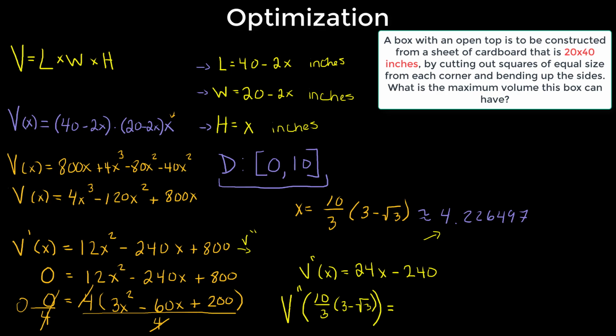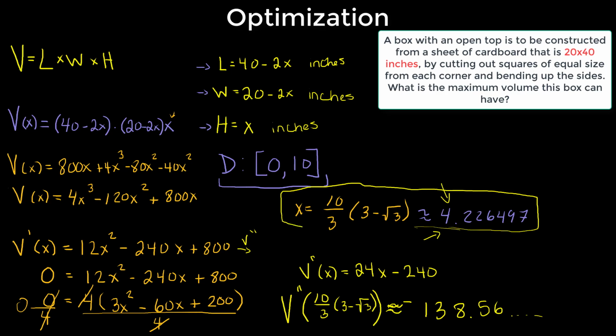And so upon computing the second derivative evaluated at that critical point, I received negative 138.56 as the approximation. So it's approximately equal to this. And so because the second derivative is negative at this critical point, and we have established that this is a critical point, it's either a maximum or minimum. This means that this value, x equals 4.226497, or a cut of 4.226497 inches, will give us the maximum volume.